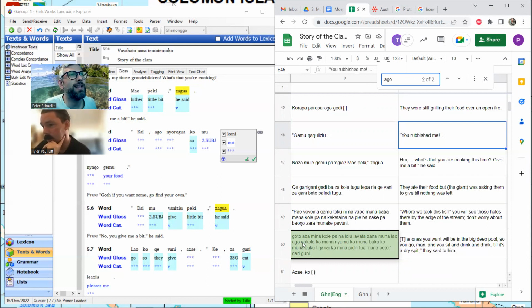So you go, man. So you, fella. Does look like it, doesn't it? Sorry, looking at my own. It's in line 50 here, right? So you get goto, azamina, kole, pa, pa, pa, pa, pa. Muna, you will, lao, you.